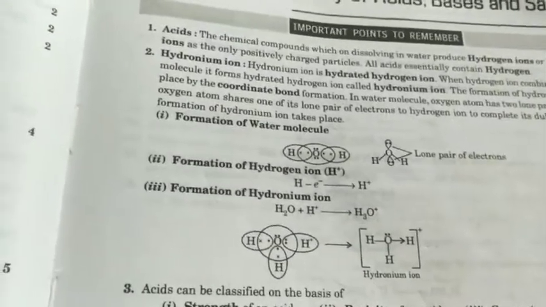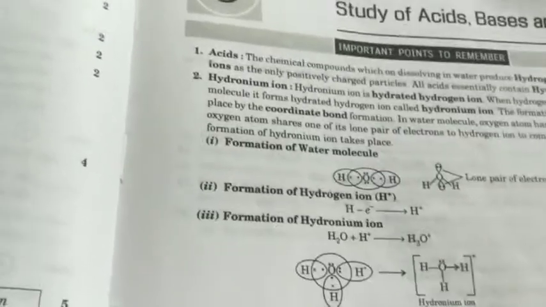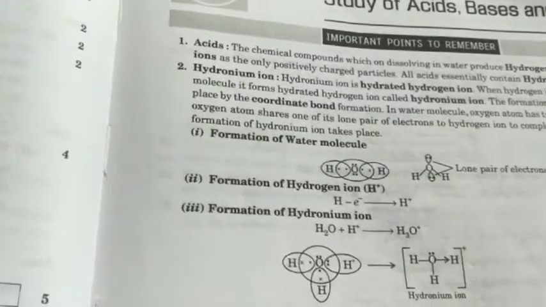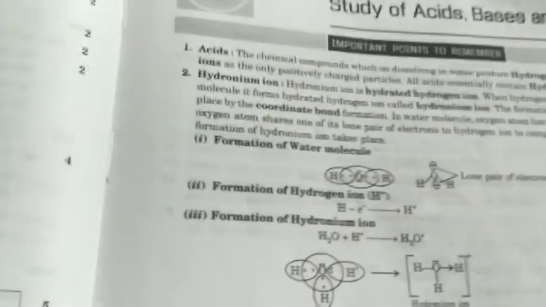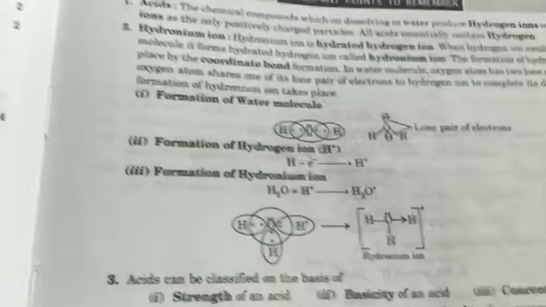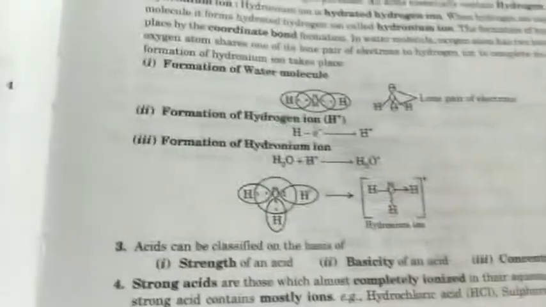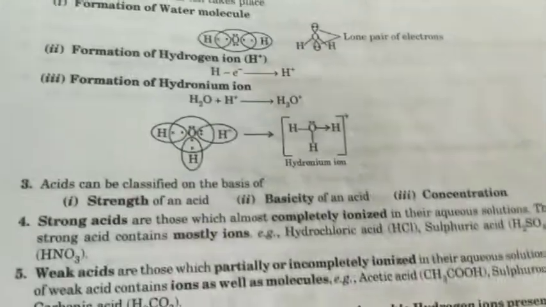Hydrochloric acid, sulfuric acid, nitric acid, such types of acids come under strong acid because they produce more hydrogen ions in aqueous solution. Now the next point is weak acid, that is known as mineral acid. Weak acids are those which are partially or incompletely ionized in their aqueous solution.